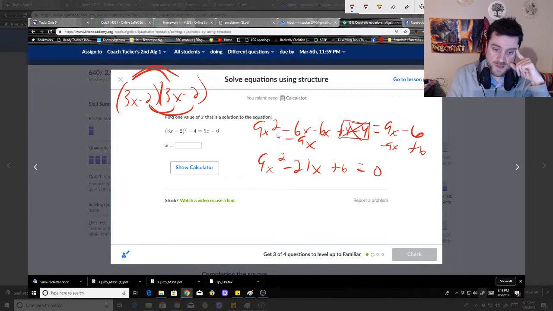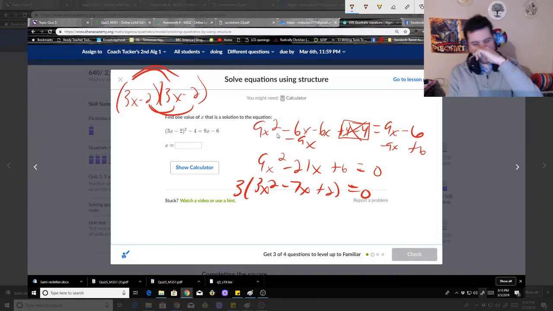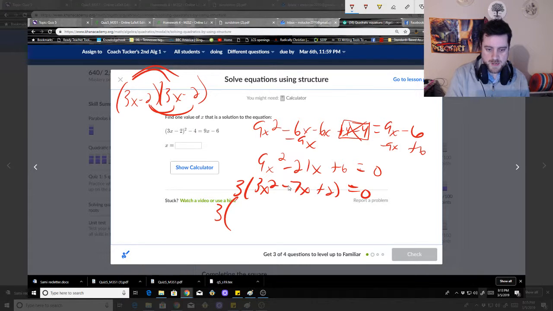Factor the greatest common factor out first. So pull a 3 out. So 3 times 3x squared minus 7x plus 2 equals 0. This time, if you want to use a different method, we may do the grouping method here. I would still use trial and error because I see exactly where it's going to go. 3 times 2 is 6, right? What factors of 6 add to be 7? Well, 6 and 1. So this becomes 3 times 3x squared minus 6x minus x plus 2 equals 0.